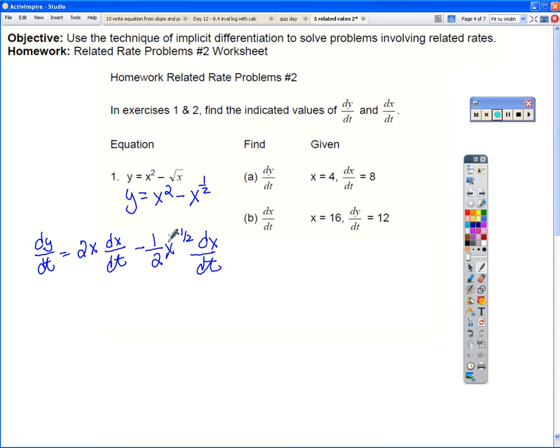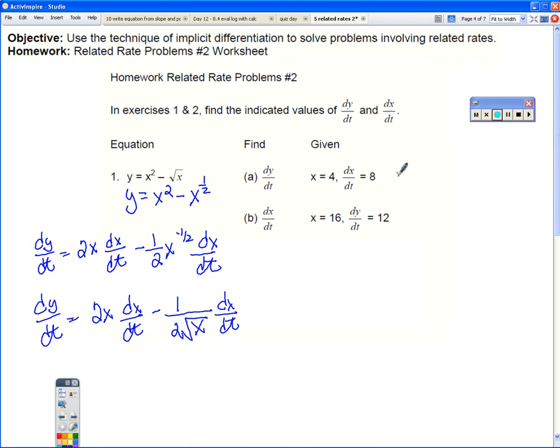Now I'm going to clean this up a bit. I want to get rid of this negative exponent. When you have a negative exponent, you can move that to the denominator, make it positive, and I'm going to write it as the square root of x instead of the power of 1/2. So now to find a, I'm going to plug in what I know. So dy/dt equals 2 times 4 times 8 minus 1 over 2 root 4 times 8. And when you simplify all that, you get 64 minus 2, so our answer is 62.